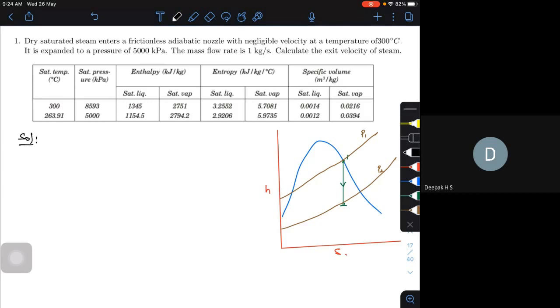You can solve this problem either from steam tables or directly from your Mollier chart. Go to the temperature line of 300 degrees Celsius, which is saturated, and mark the point. Draw a vertical line where it meets 5 megapascals, that is 5000 kilopascals. Note down the point, and you will get H1 minus H2, directly you will get H2. So you need not find X.